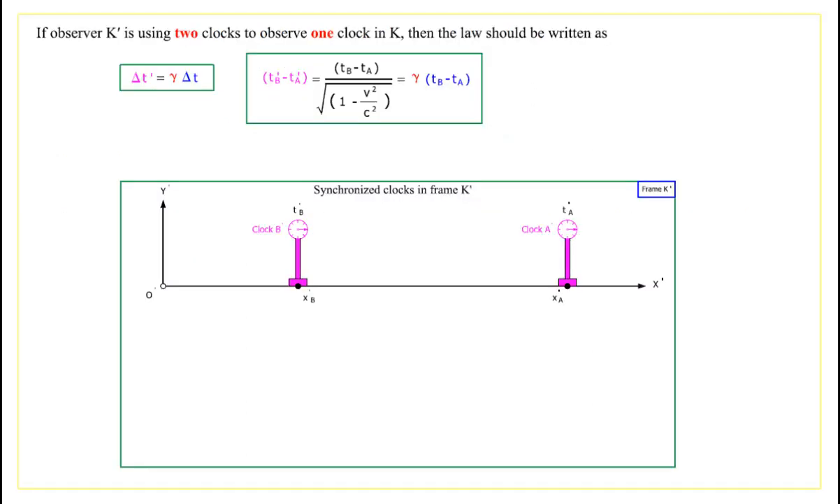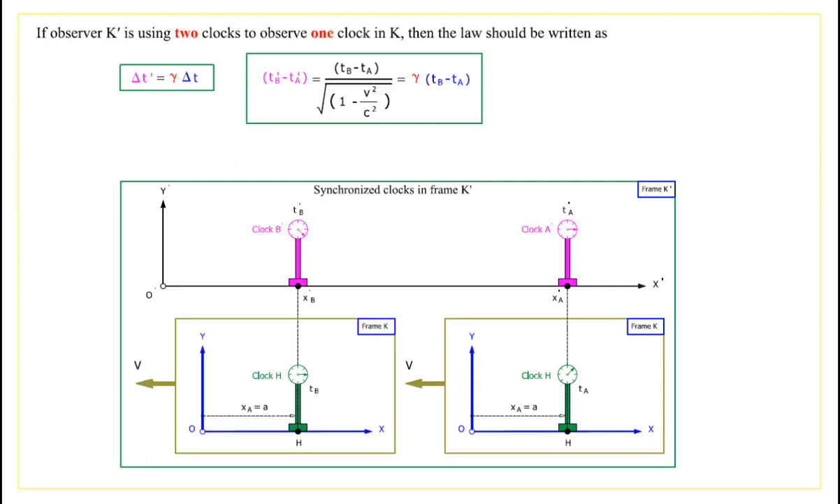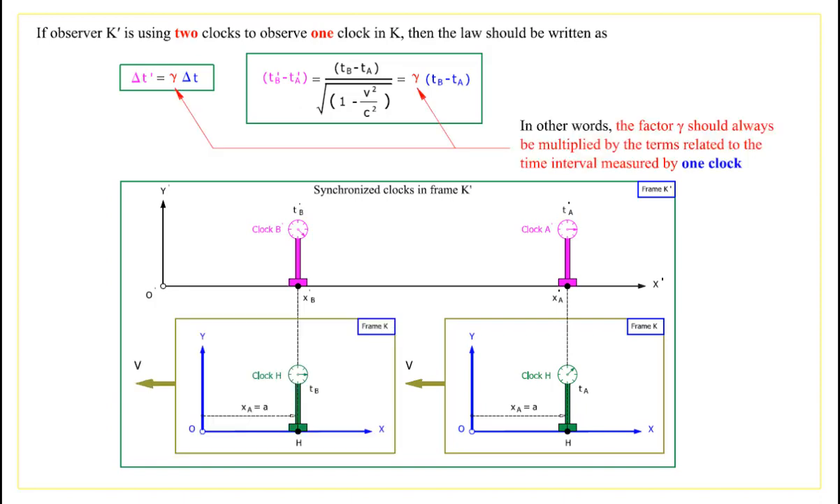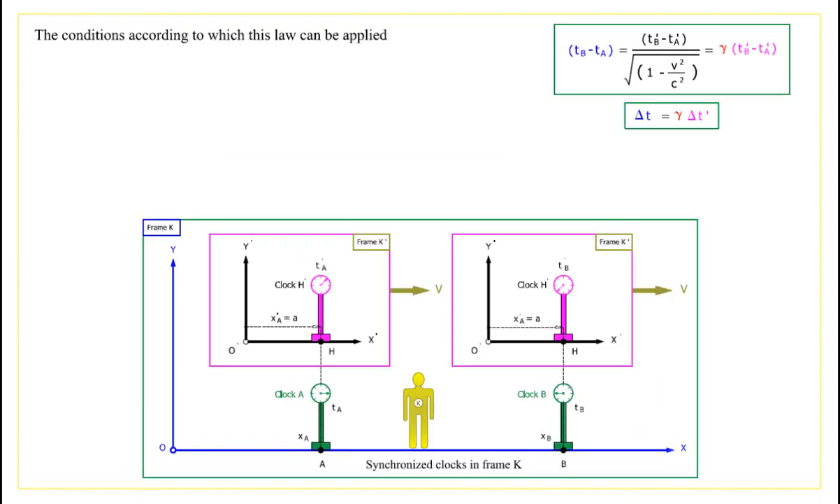If observer k' is using two clocks to observe one clock in k, then the law should be written as delta t' is equal to gamma times delta t. In other words, the factor gamma should always be multiplied by the terms related to the time interval measured by one clock. The conditions according to which this law can be applied are: 1.